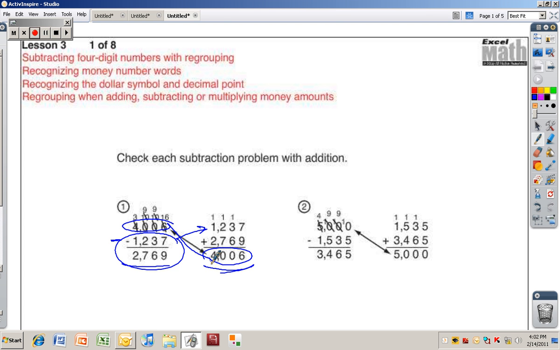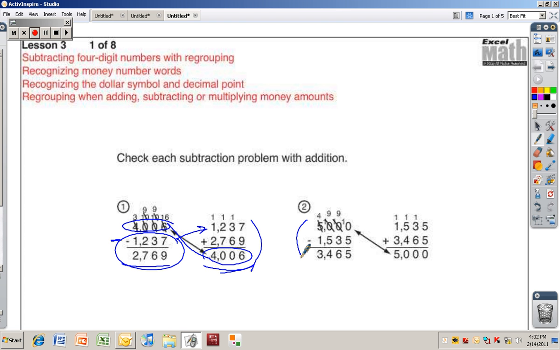Now in the Excel, on the guided practice and the homework side, they do give you check answers. So there's no reason to check the subtraction problems doing this. You can just use the check answer to see if you're getting it right. But when you get to the tests, there are no check answers, and other math programs don't have check answers. So you need to know the technique for how to check a subtraction problem.